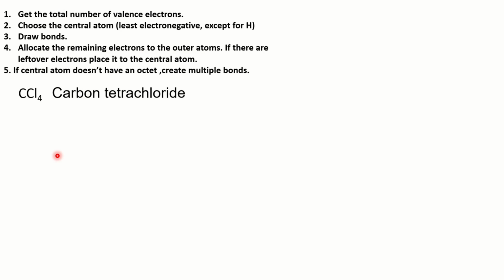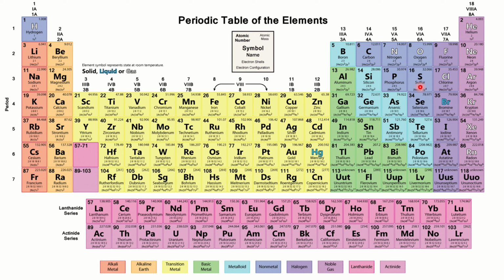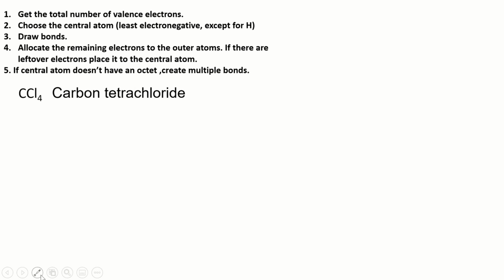Now, our first atom here is carbon. So we will get the group number of carbon. The group number of carbon is group 14. Carbon belongs to group 14. Therefore, it has 4 valence electrons.